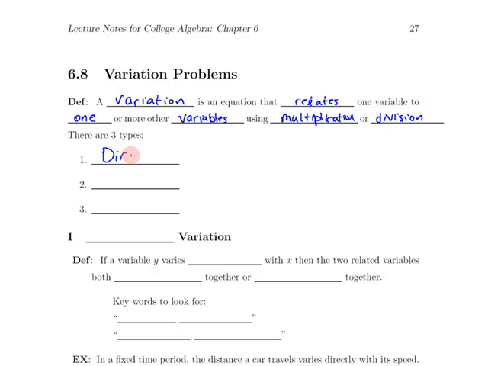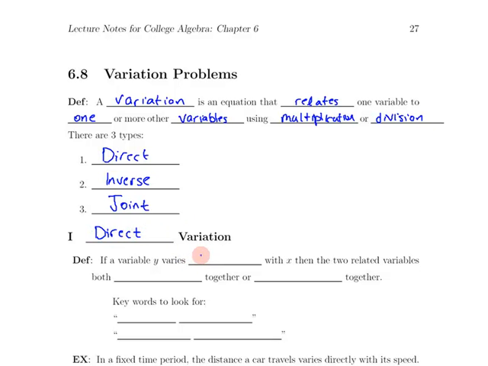Namely, when we look in depth at direct variation, we will look at inverse variation, and we're going to look at joint variation. And we'll actually have a combination of these as a possible type of variation as well. So to begin with, when we start looking at direct variation, here's really what we mean.